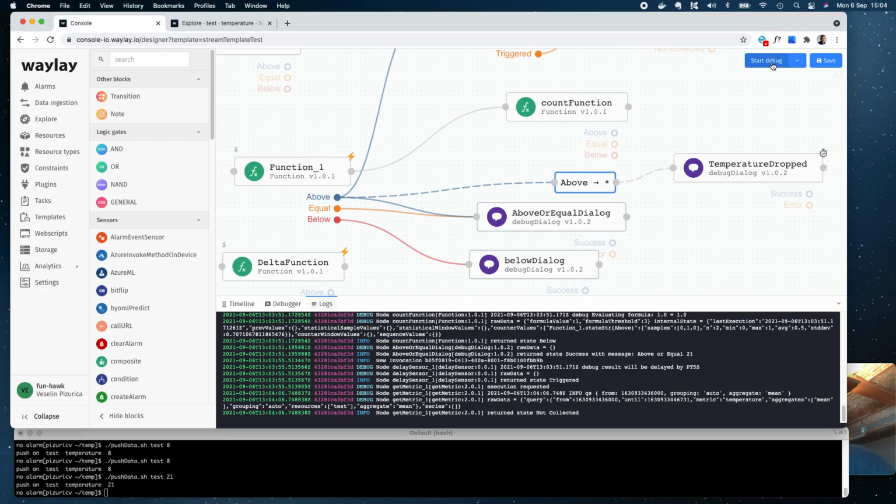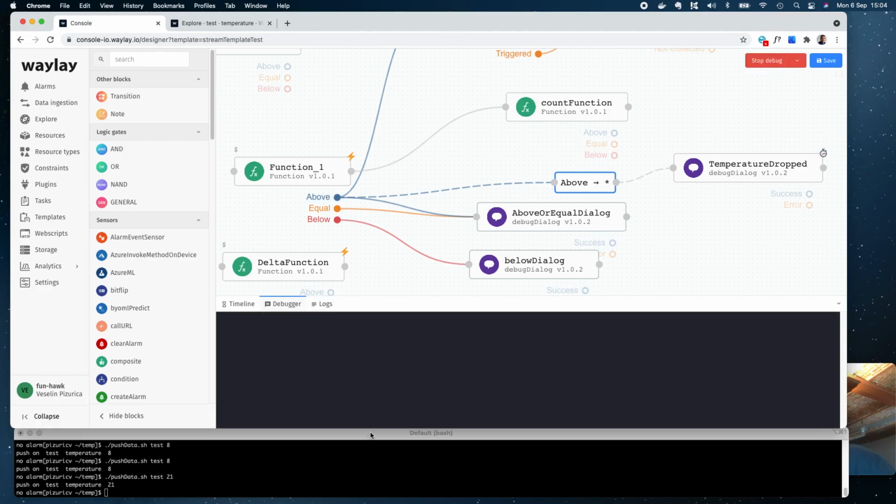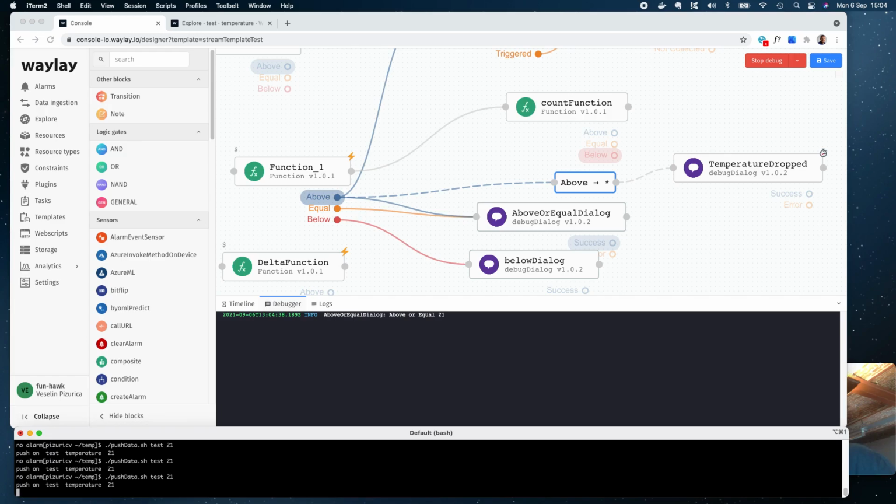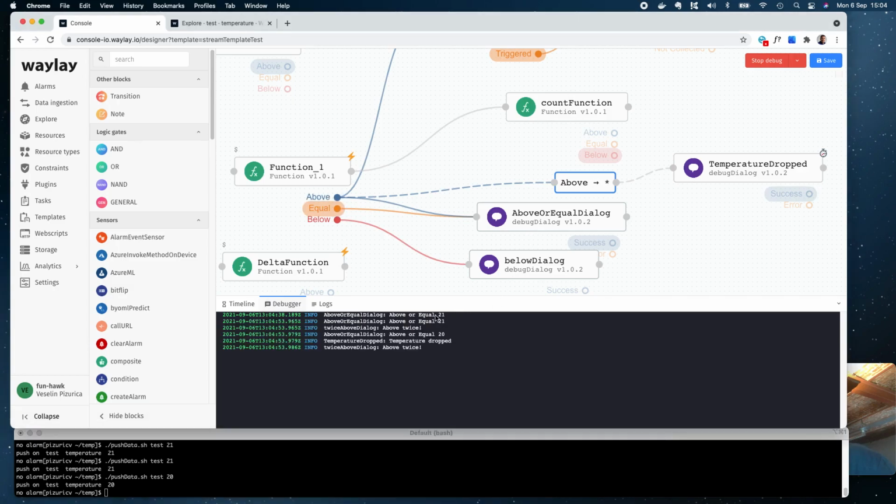I'm going to start this task again. I will look at this in the debugger because I have a dialog box or other logger here. Let me first make it go above the threshold. If it goes above the threshold again, nothing is going to happen. But if I put it to, let's say, 20, it's going to go from above to equal. Because of that, we have the logger saying the temperature has dropped. Okay, so that was this one.